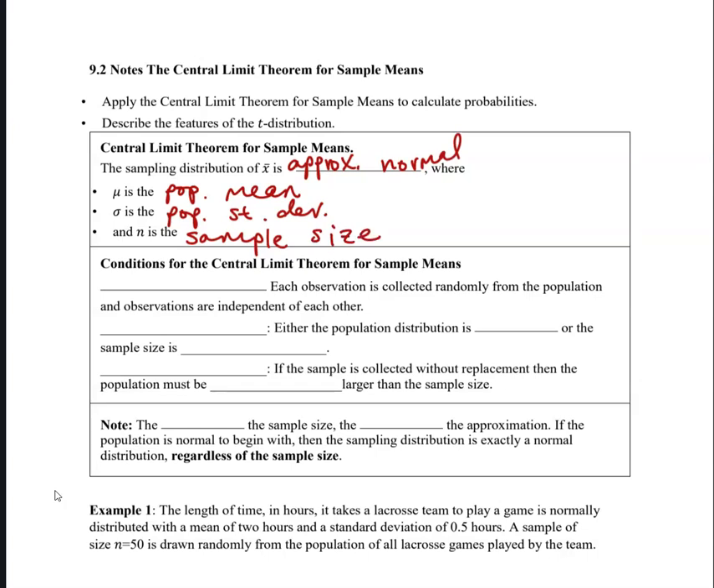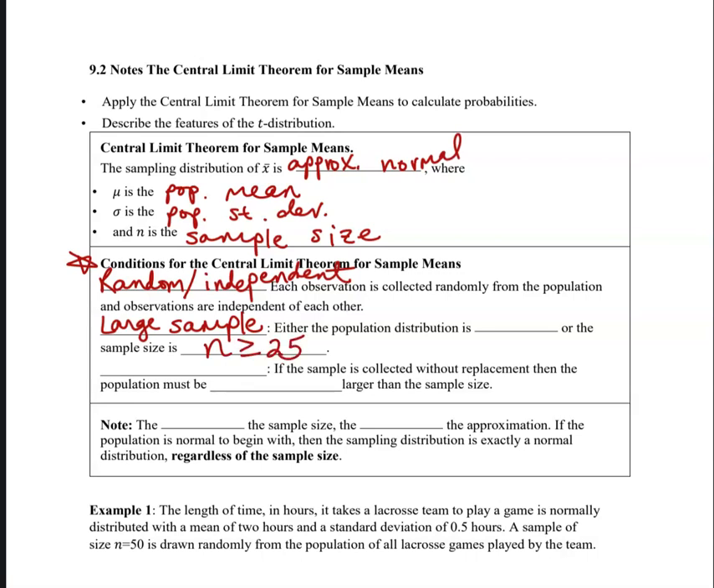What are the conditions that have to be met for the central limit theorem to apply? Here are the conditions. First, it has to be a random and independent sample, just like always. Each observation has to be collected randomly, and of course, they have to be independent of each other. The sample has to be large. How large? It's a little bit different. The sample has to be greater than or equal to 25.